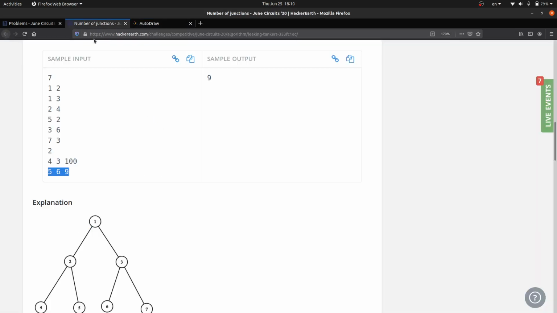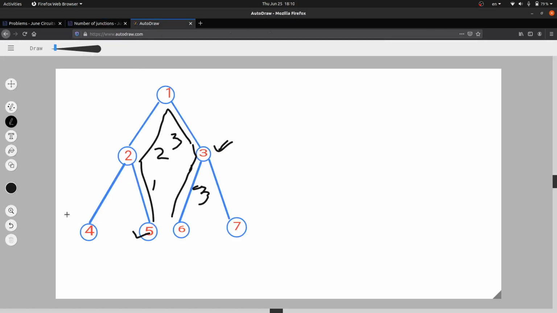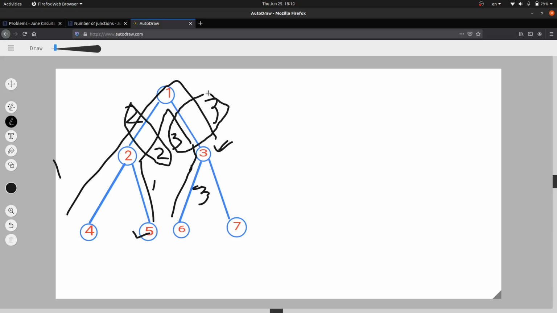Okay, so this is the second case. In the first case, 4 to 3 means this is the path. So 1, 2, 3. The total oil on this path will be 2 plus 2, 4, at this 3 plus 3, 6, at this will be 3, at this will be 1, and from 2 to 5 it will be 1.